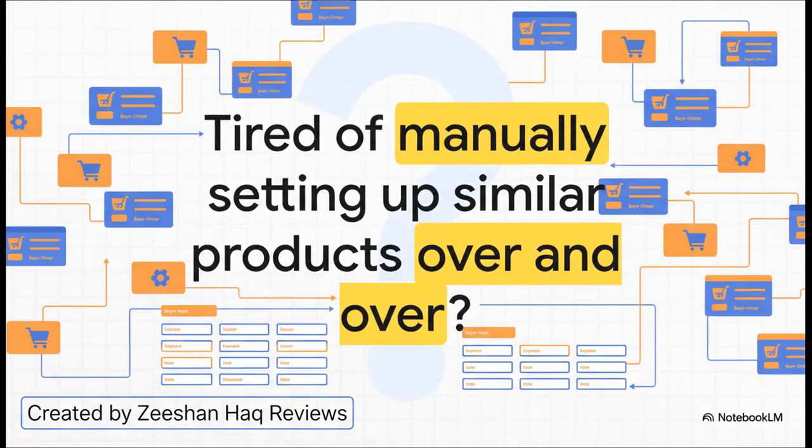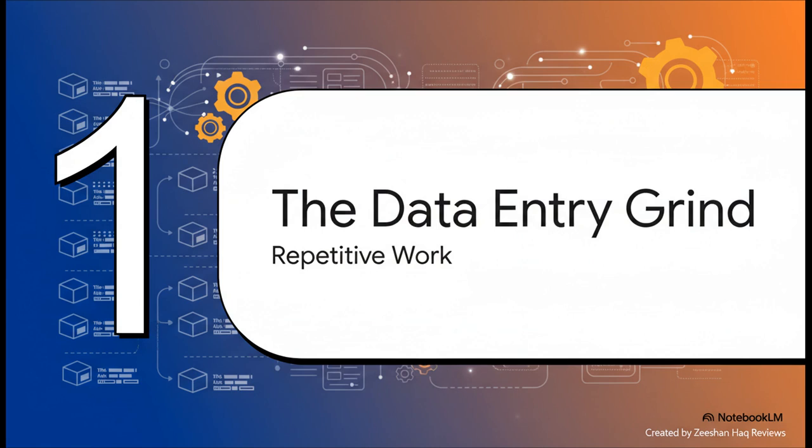Does this sound familiar? You've got, say, a dozen new items you need to add, and they all have the same buyer group, the same dimensions, the same core details. Tabbing through field after field, entering the same info. It's tedious, right? It can completely drain your productivity.